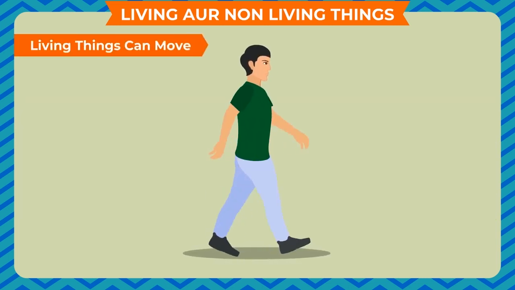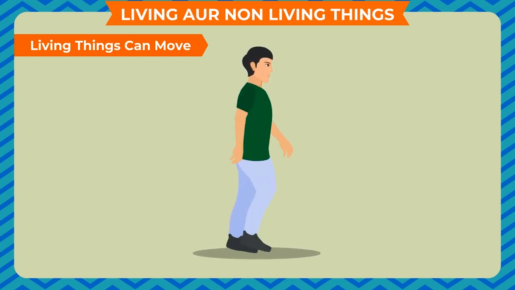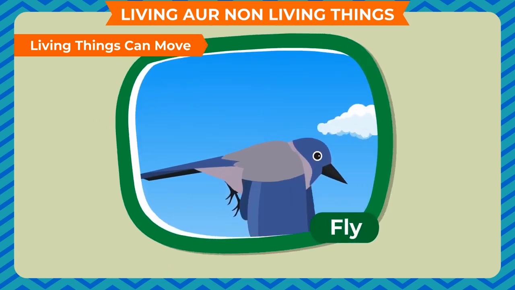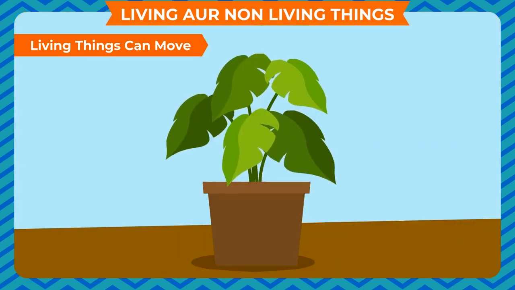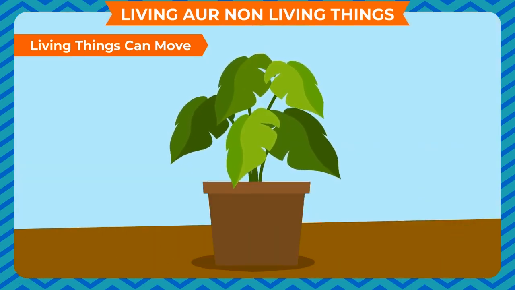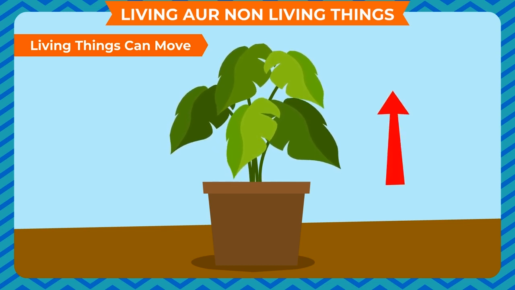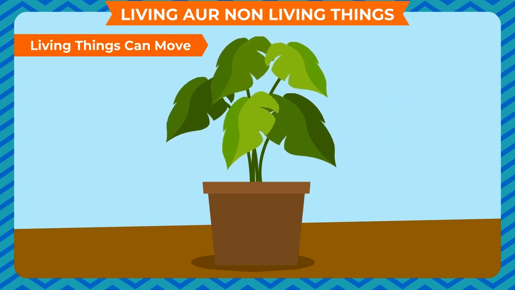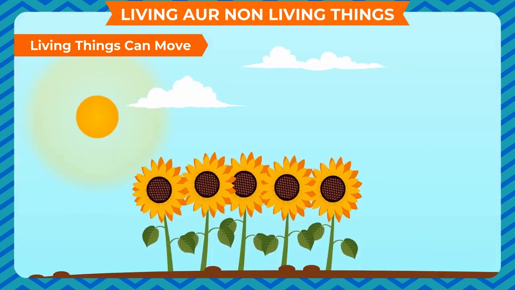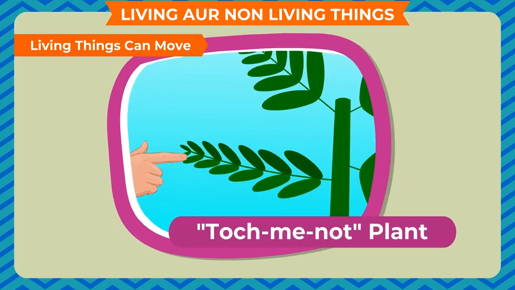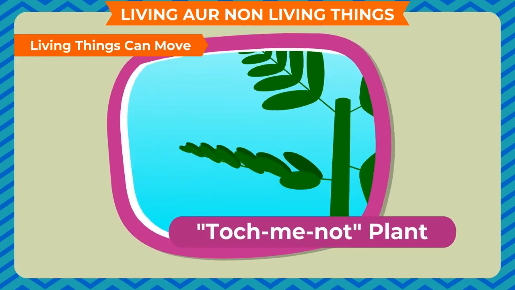Living things can move. Most of the living things move. We walk to different places. All animals can walk. All birds can fly in the sky. Plants do not move like us or animals. But on observation, it can be seen that some parts of the plants can move a little. For example, sunflower. It turns its face towards the sun. We can also observe the movement of the leaves of a touch-me-not plant when we touch it.